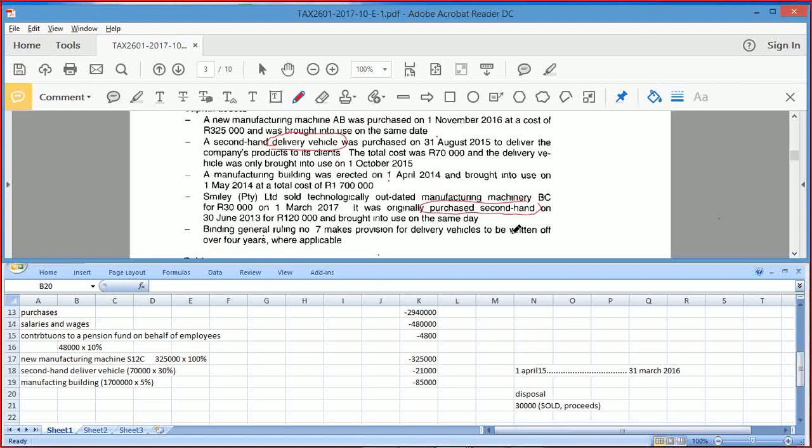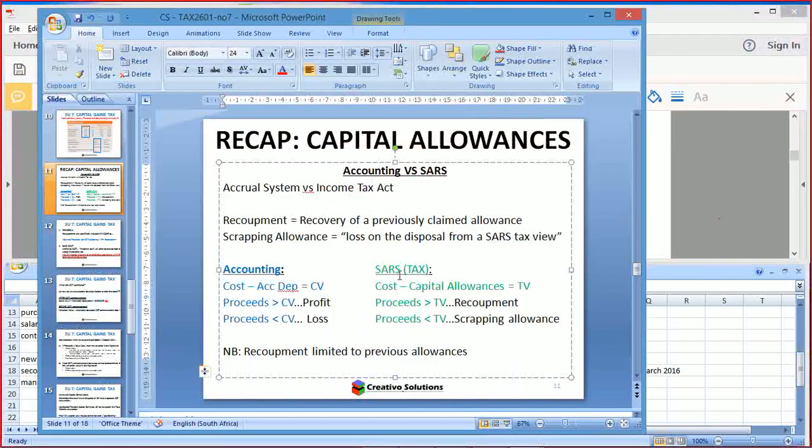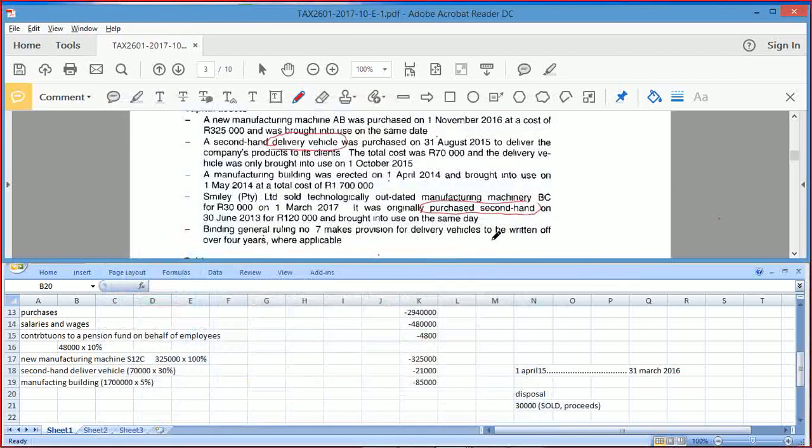Okay, so if I'm going to be looking at the SARS tax value, which is fine, I'm going to have to insert the... Because this was a second-hand delivery vehicle and the total cost of the vehicle was 70,000, but when was the date? The 2015. So we did that, yes. We did that bit about the delivery vehicles because they told us what's the ruling. So the ruling makes provision for delivery vehicles to be written off over 4 years. Does that make sense? Yes, sir.